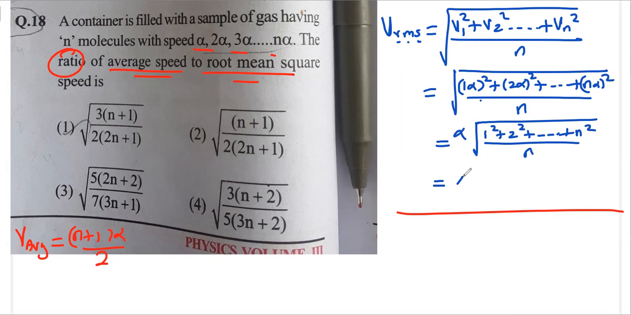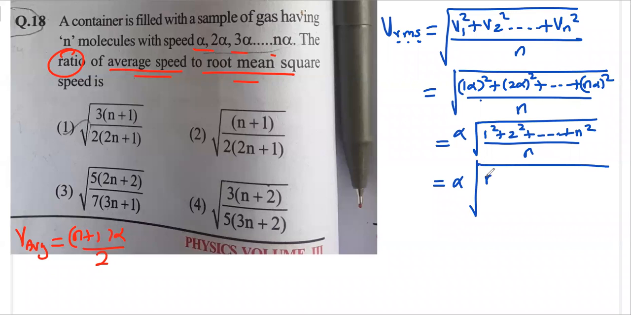So this will give me alpha into this. So it is like n into n square terms. When you add, it will be n into n plus 1 into 2n plus 1 by 6, divided by n.